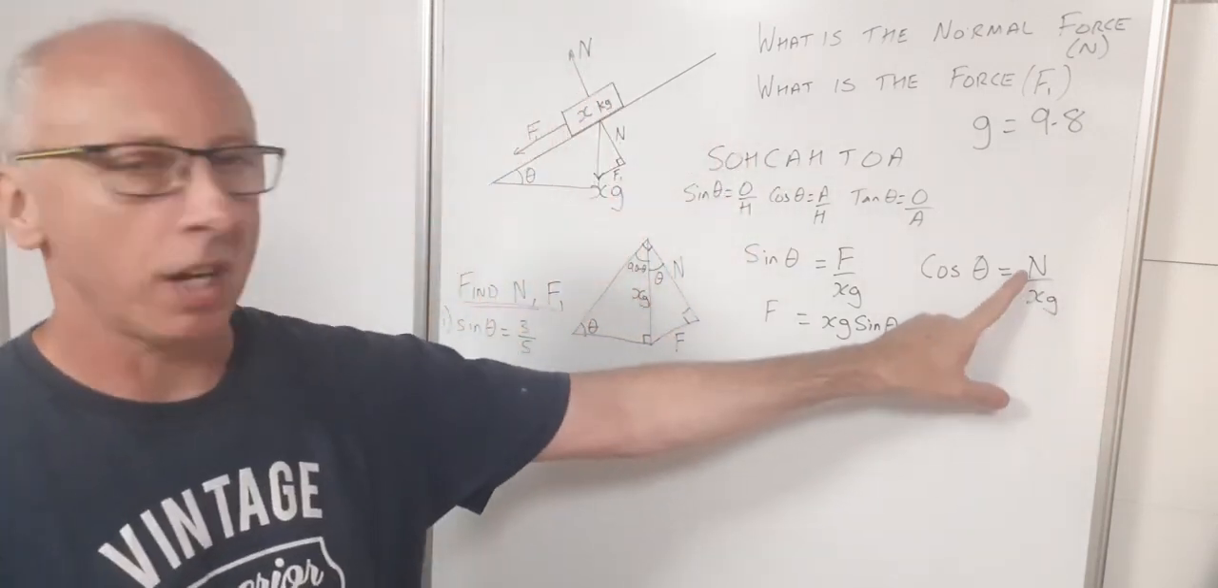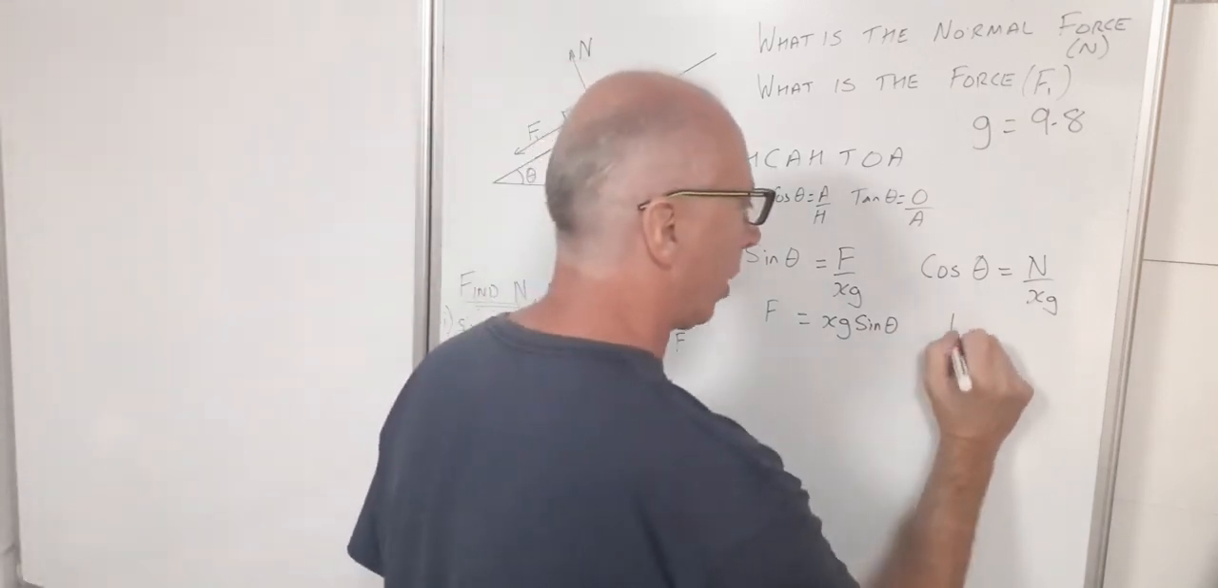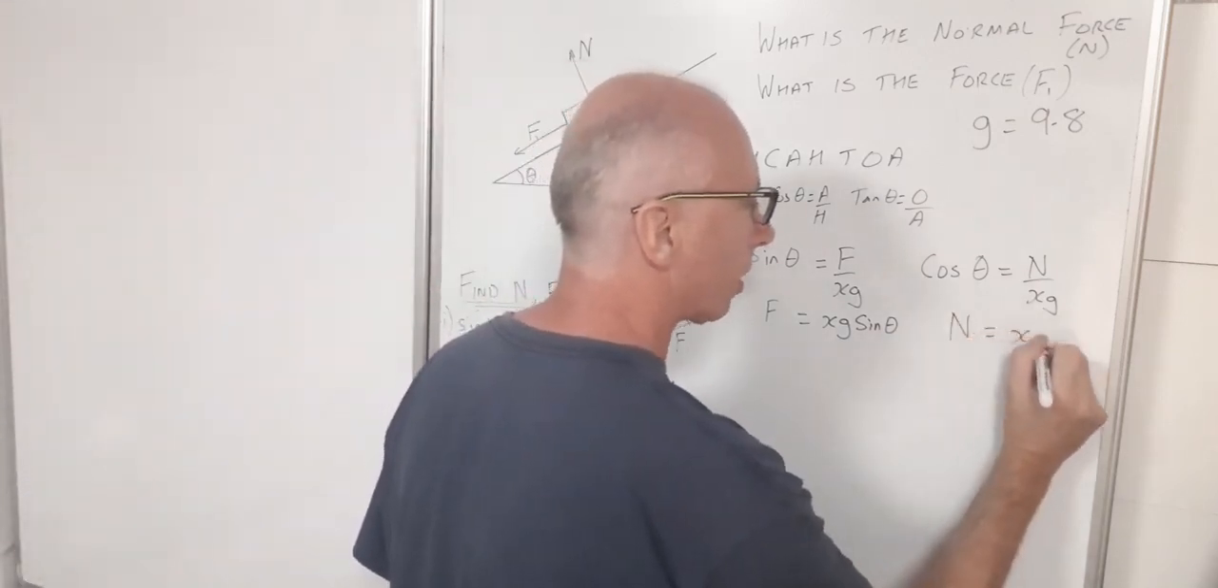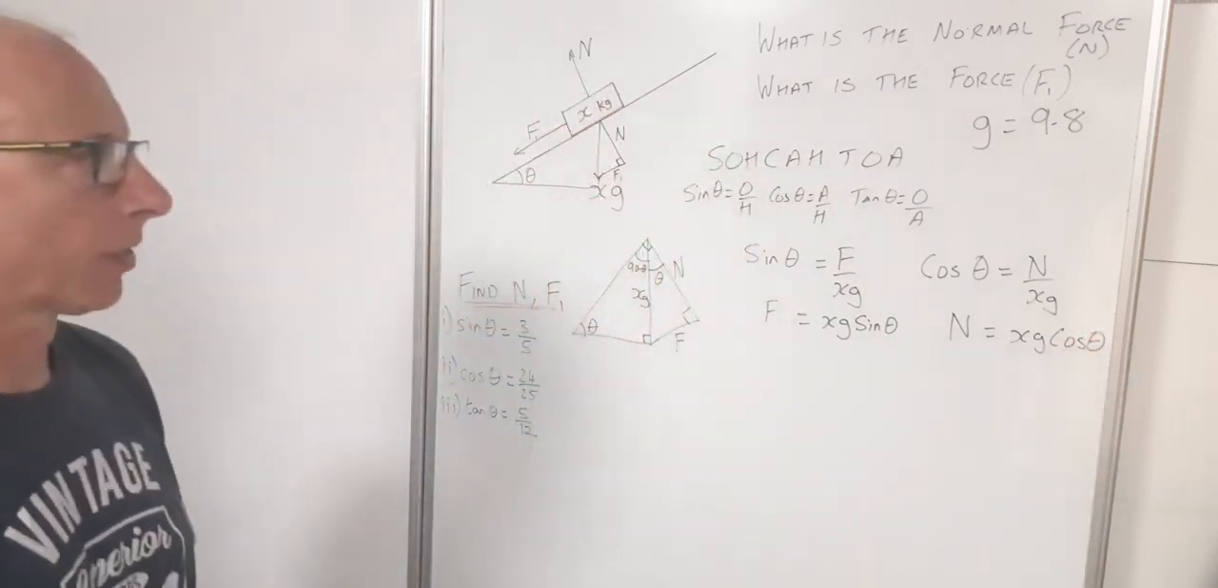So therefore, if I want to isolate the n, multiply both sides again by xg, and then I've got my normal force n equals xg cosine of theta.